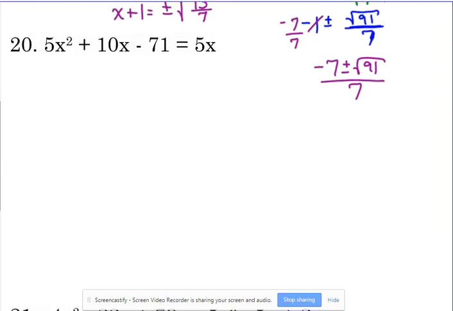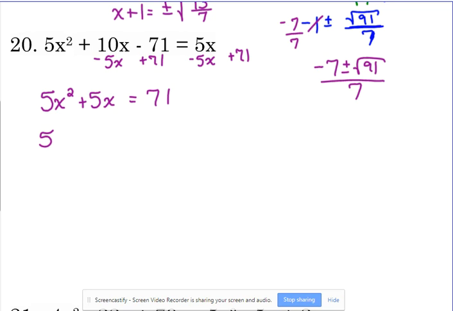Okay, 5x squared plus 10x minus 71 equals 5x. We've got two things to move here. We need that 5x to be on the left side, and we need the 71 to be on the right side. So we've got 5x squared plus 5x. I'm not going to worry about the space right now because I have to factor first. So let's factor out the 5, x squared plus x. Now I'm going to leave space.